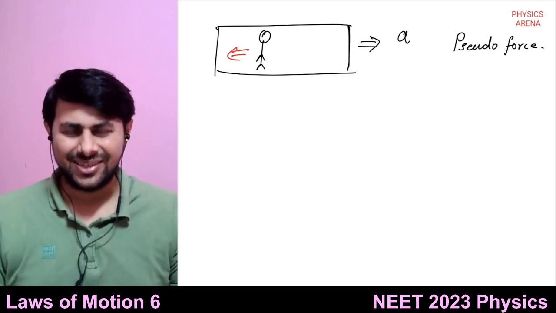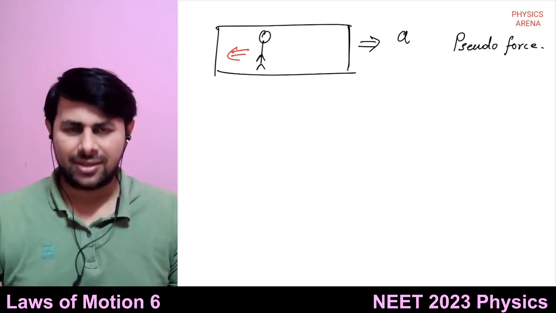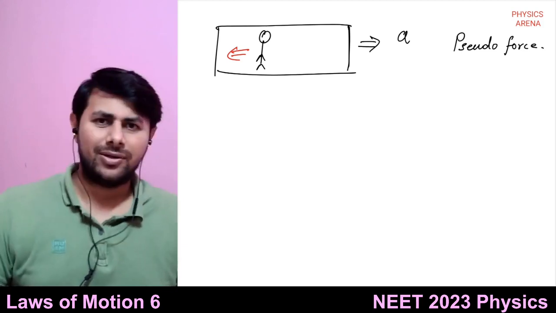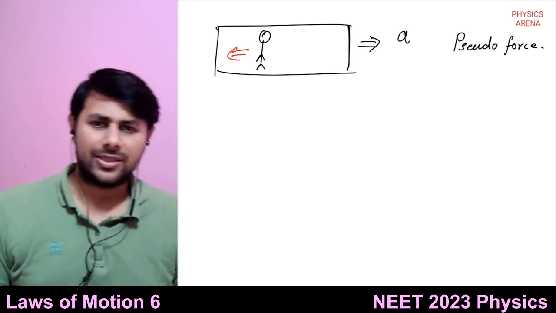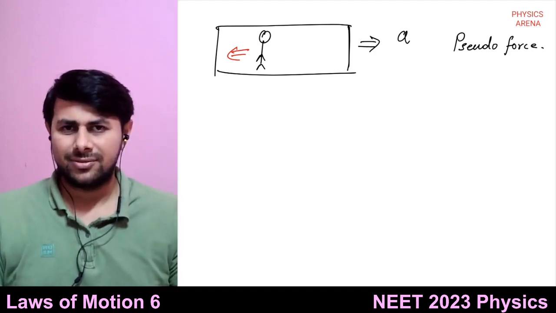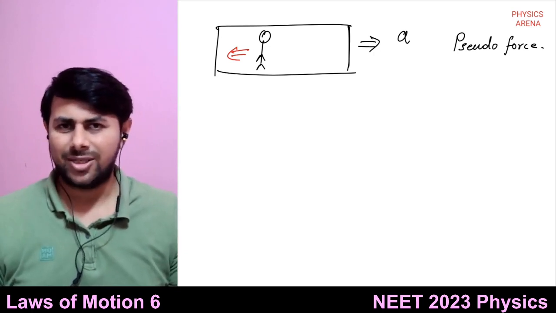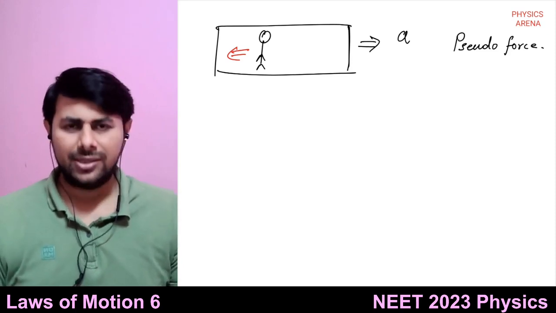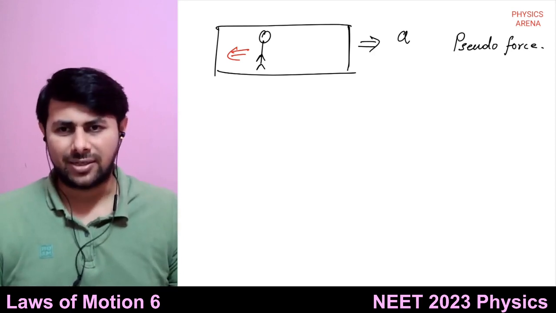Another example, suppose you are sitting in a car and the car takes a turn towards left. What happens? You tend to move towards right like this. Yes, no? You tend to fall on the window which is towards right. So this motion also you cannot explain, this acceleration you cannot explain using any real force. So you can say there is a pseudo force acting on you which is towards right.